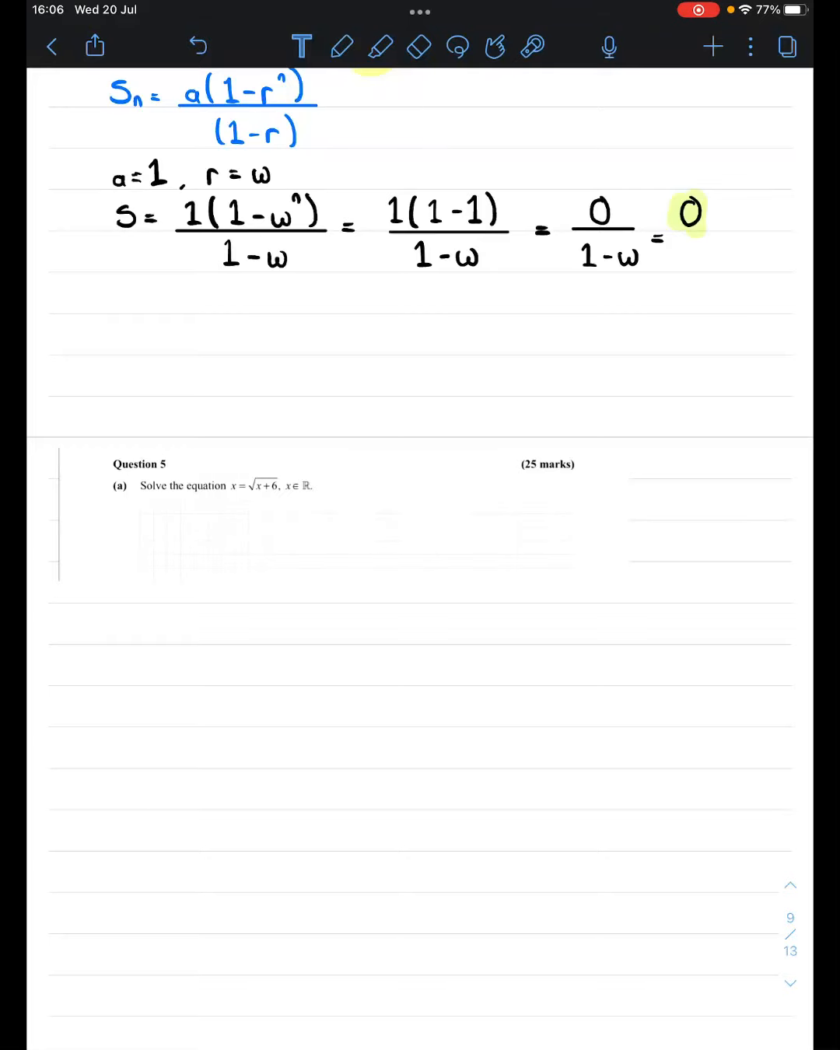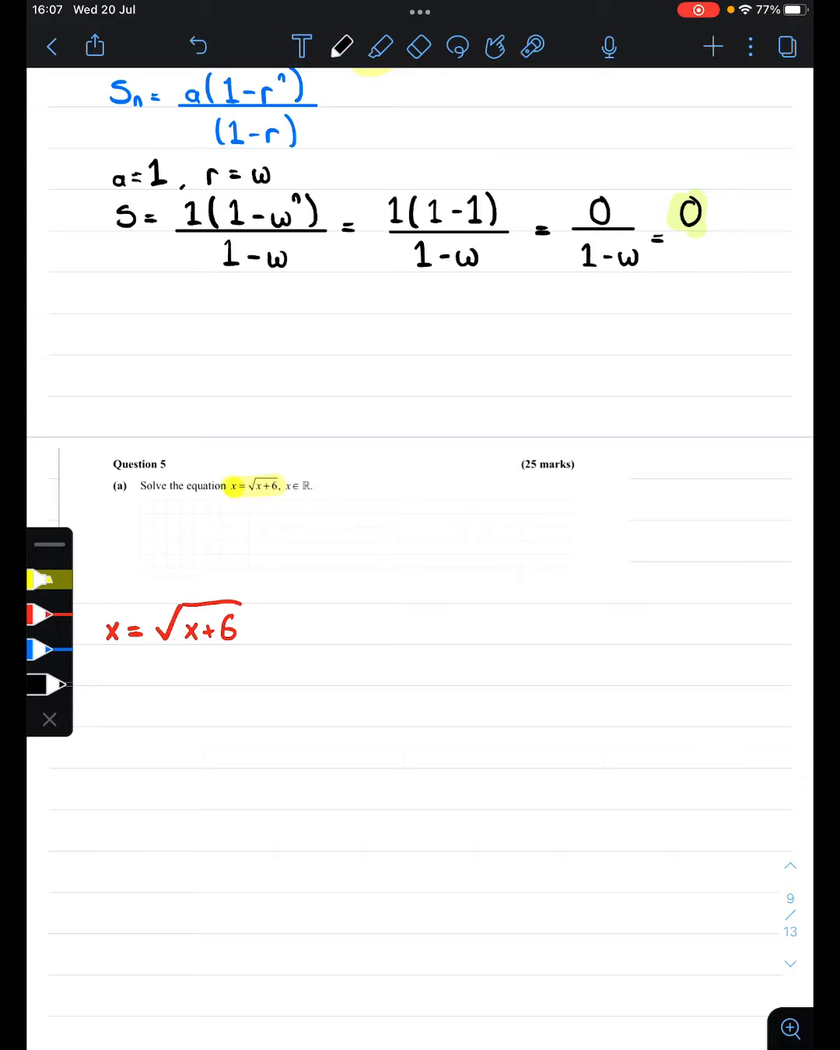Hi guys. Today we're going to take a look at question 5 from paper 1 in the 2015 exam. Alright, so we have an equation x equals the square root of x plus 6. Not a whole lot of information to go on, so let's just write down the information we have. So our equation is x equals the square root of x plus 6.